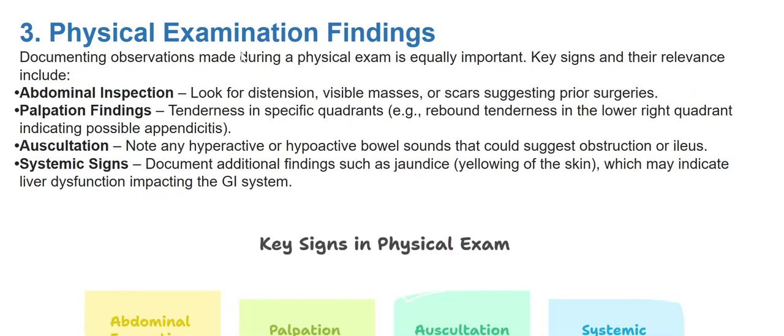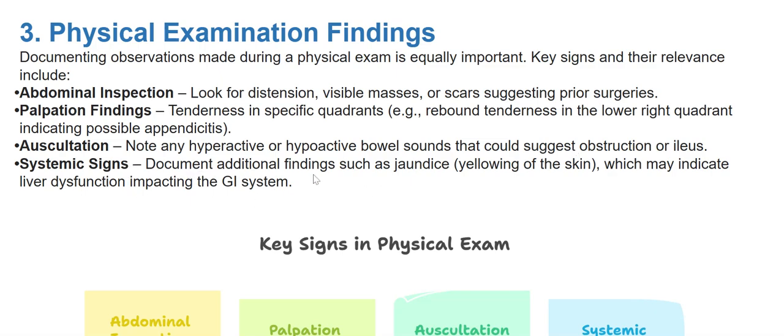Physical examination findings: documenting observations made during a physical exam is equally important, as key signs and their relevance include abdominal inspection. Look for distension, visible masses, or scars suggesting prior surgeries. Palpation findings: tenderness in specific quadrants, for example, rebound tenderness in the lower right quadrant indicating possible appendicitis. Auscultation: note any hyperactive or hypoactive bowel sounds that could suggest obstruction or ileus.